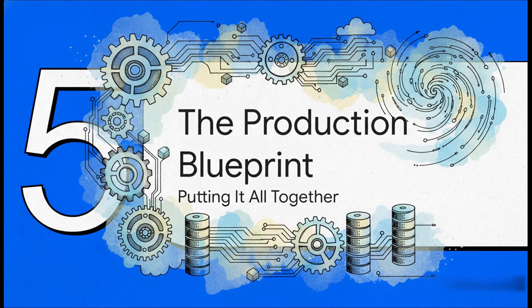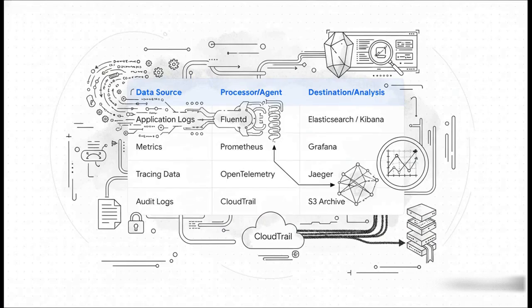Phew, okay, that's a lot of different pieces, right? So how does this all actually fit together in a real-world production scale system? Let's take a look at the blueprint. This table really brings it all together. You can follow the path for each type of log.